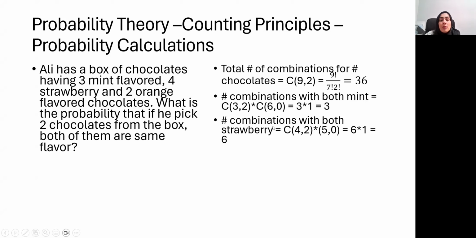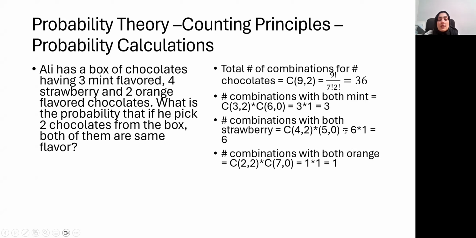Then we need to find the number of combinations when both of the selected candies are strawberry. We know that there are a total of 4 strawberry flavored chocolates. So we choose 2 from those and we choose none from the remaining. When we take the 4 strawberry flavored out, the remaining are 5, irrespective of whatever flavor they may be. So we choose 0 from them, and again, by definition, this is 1, and from here we get 6, so this is a total of 6.